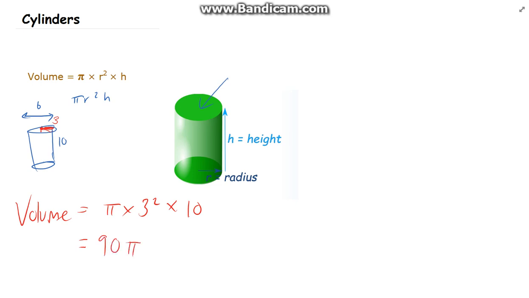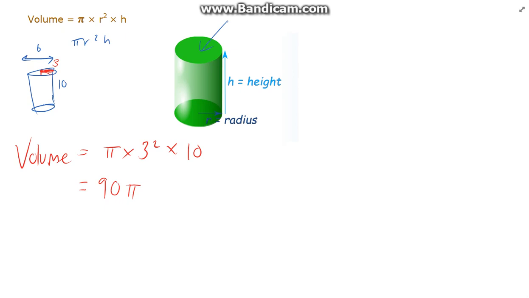Sometimes they'll ask for your answer in pi, so 90 pi centimetres cubed, because it's volume, will suffice as your answer. But if they ask for decimal places, put 90 pi into your calculator, and then press SD to get your decimal places, so you'd have 282.74 centimetres cubed. So the volume of that cylinder we just drew is 282.74.